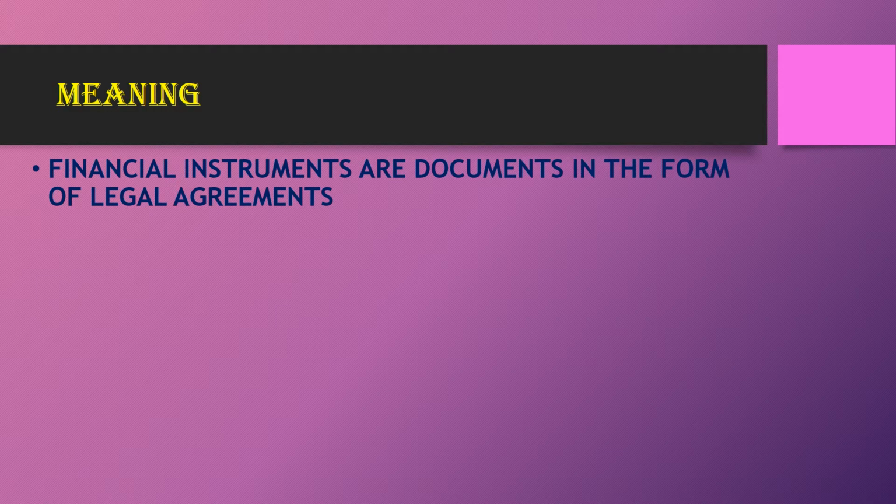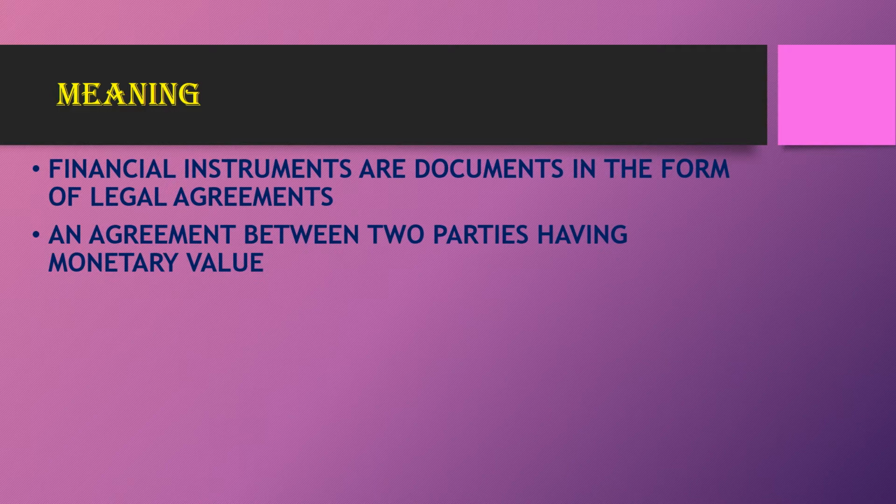Financial instruments are documents in the form of legal agreements, formed between the investor and the borrower. They sign the documents so that in future, if there is any problem on the part of the borrower or the investor, they can use these documents for their legal arguments. It is an agreement between two parties having monetary value.